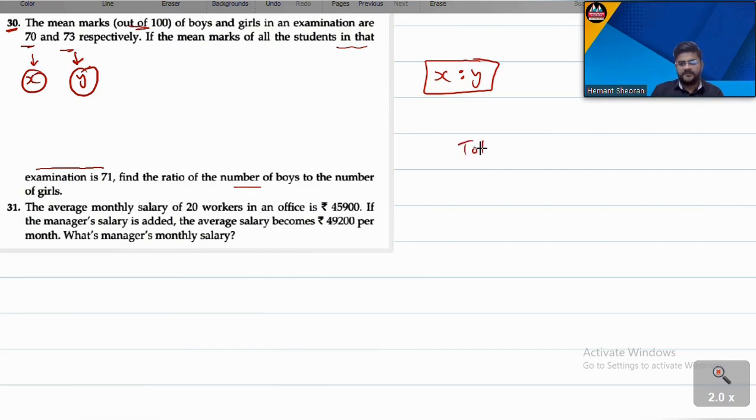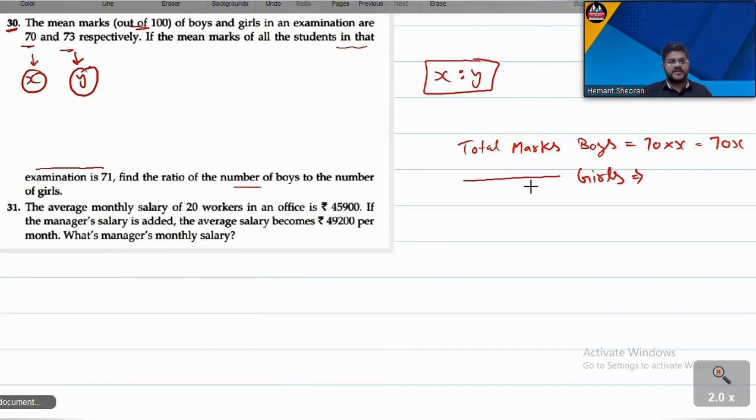Yes or no? The total marks of boys will be equal to what? 70 times x, or you can say 70x only. Get it? Yes or no? In the same sense, we can find out the total marks of girls as well. So how many marks will the girls have? 73y.